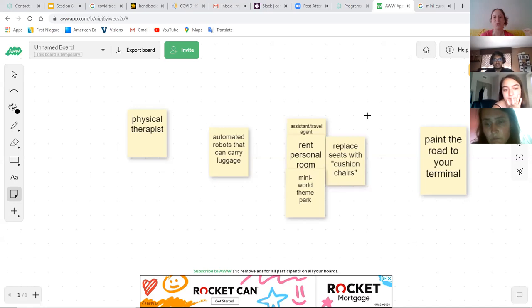What is paint the road to your terminal? We could just do a mural or something. We could just add a bit of artwork to your terminal, like paint the floors and walls. I know. I think that sounds really cool. That's very cool. Wow.